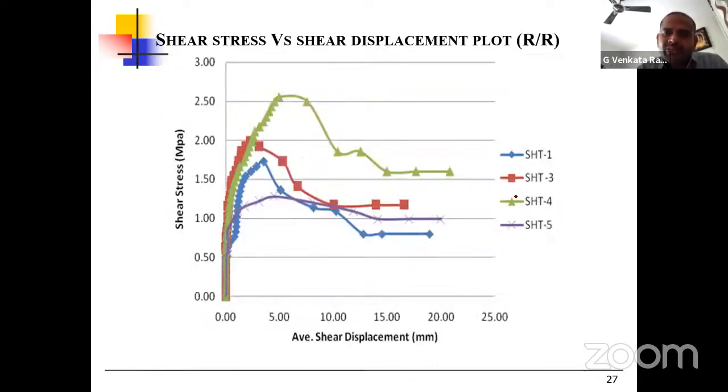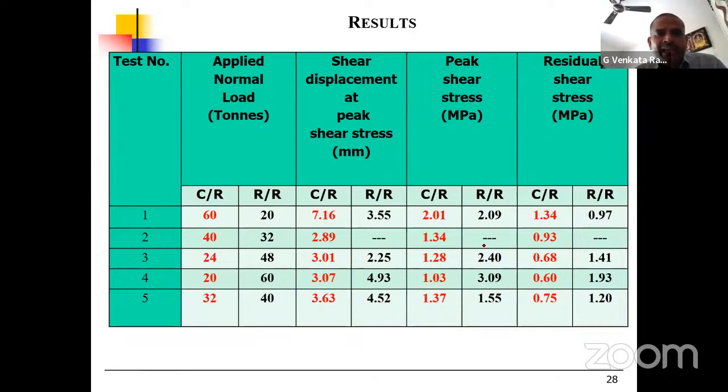These values are residual stresses. So like that, now I have calculated the data. The first one is at 60 tons, concrete over rock, where the applied load is 60 tons. Students, listen, what is the displacement? This is the displacement. And what is the peak shear stress? This is the peak shear stress. Listen, students, this is the residual shear stress.